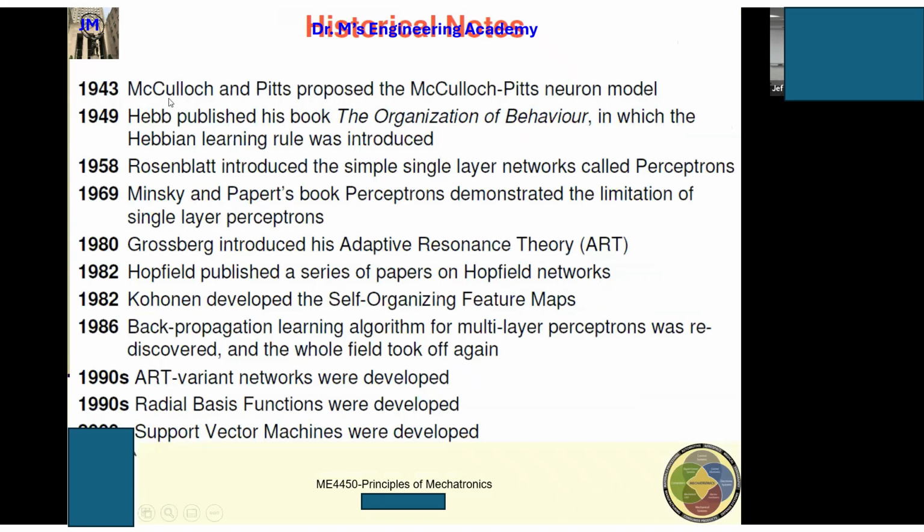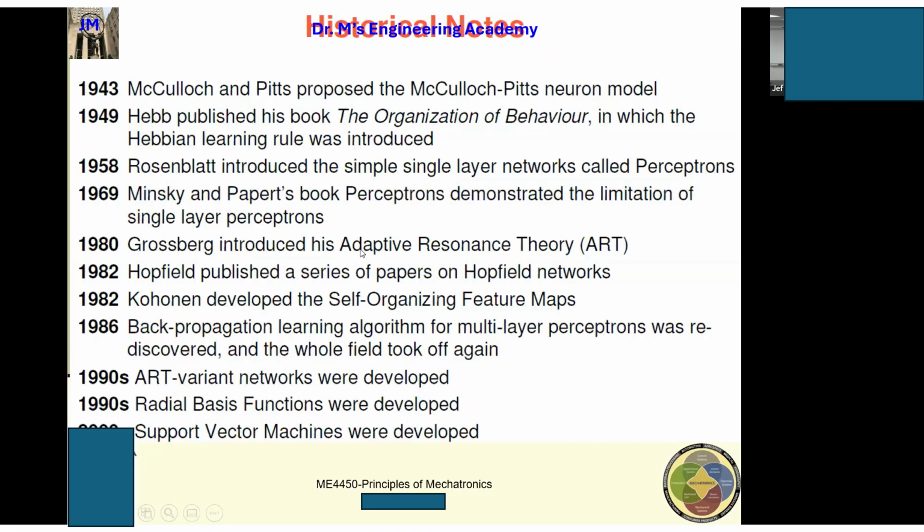So in 1943, McCulloch and Pitts proposed the McCulloch-Pitts neural model. This is a single neuron. In 1949, Hebb published his work, The Organization of Behavior, in which the Hebbian learning rule was introduced. Rosenblatt introduced a simple single-layer network called perceptrons. Minsky and Papert's book, Perceptrons, demonstrated the limitation of single-layer perceptrons.